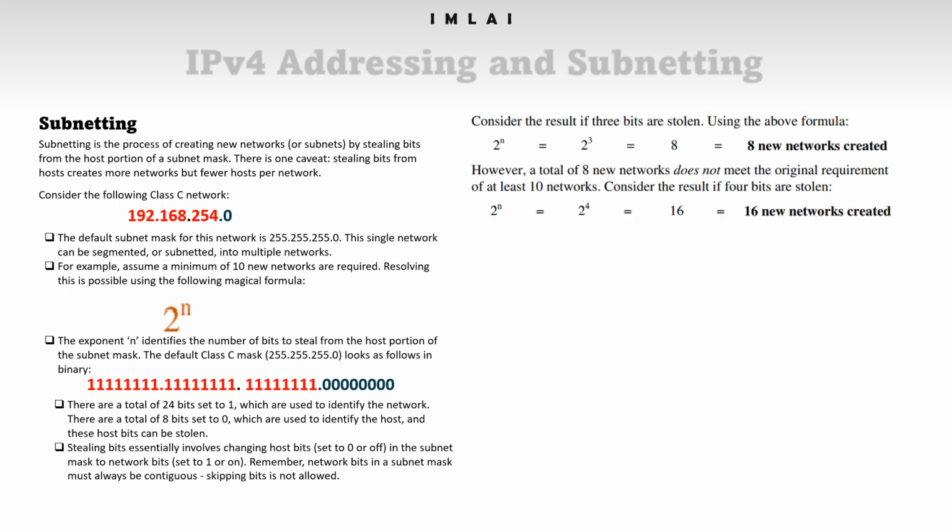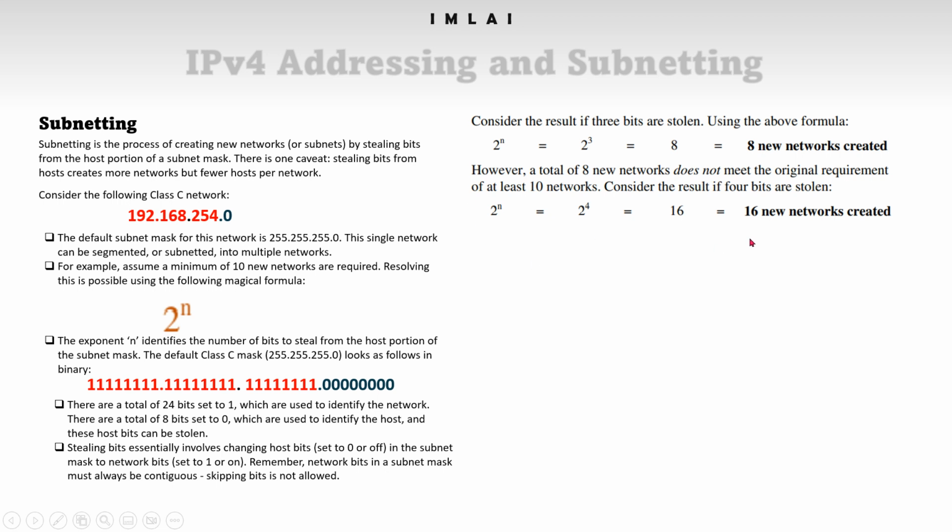Consider the result if 3 bits are stolen from the host portion using the above formula, 2 power n. We have stolen 3 bits, so 2 cubed, a total of 8 networks can be created. However, a total of 8 networks does not meet the original requirement of at least 10 networks. So consider the result if 4 bits were stolen. If you steal 4 bits, 1, 2, 3, 4, then 2 power 4 equals 16.